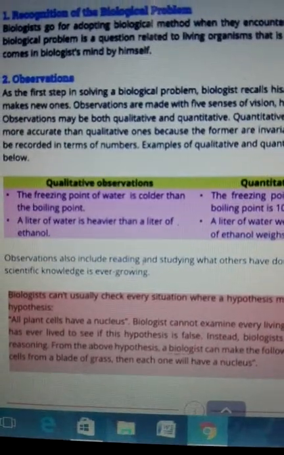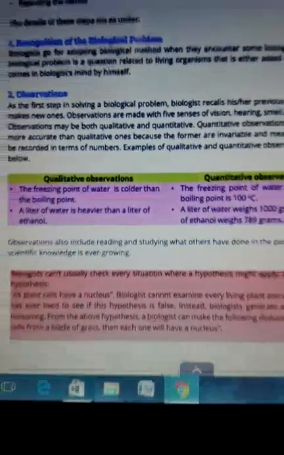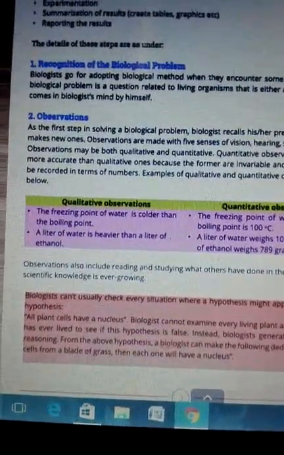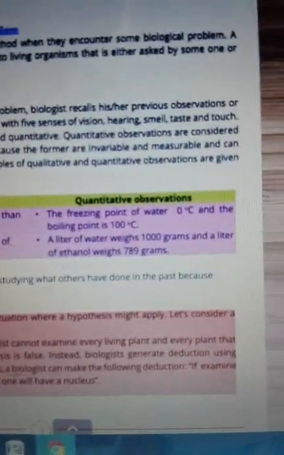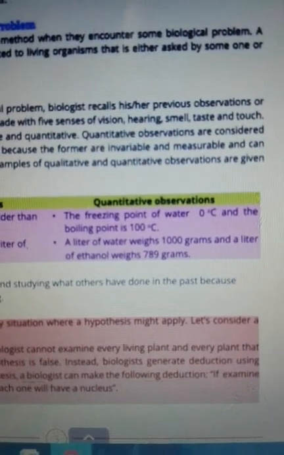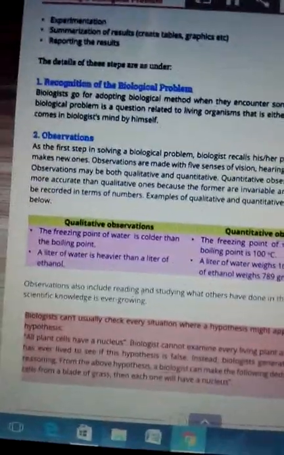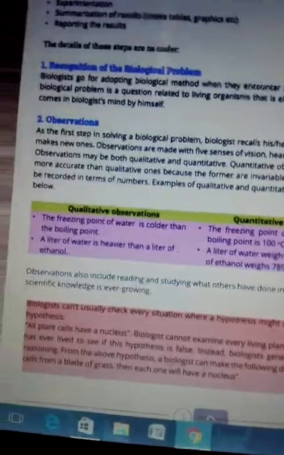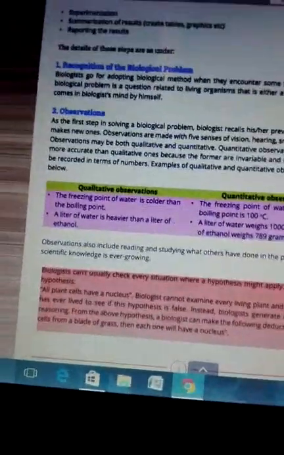Guys, look into that. The freezing point of water is colder than that of the boiling point. What is this? This is a quality. Either the water boils at this or the water freezes at this. This is its quality. But the quantity is, the freezing point of water is 0 degrees and the boiling point is 100 degrees. Now in this example we have digits. We have quantity, either 1, 2, 3, 4, etc. So this was the main difference between qualitative and quantitative.